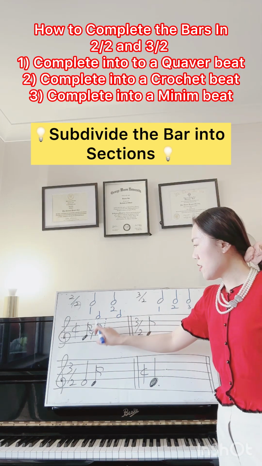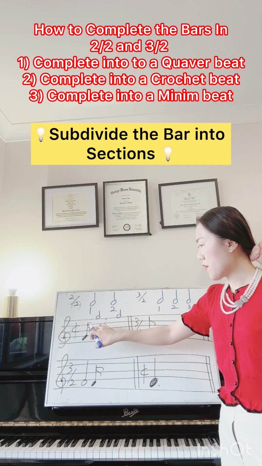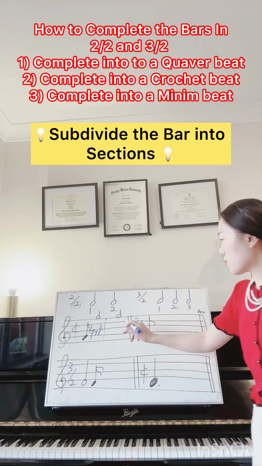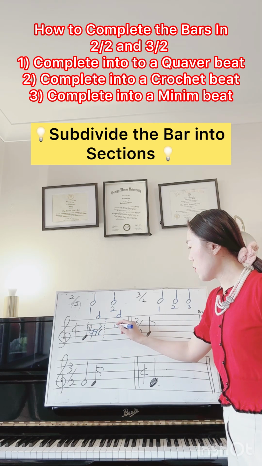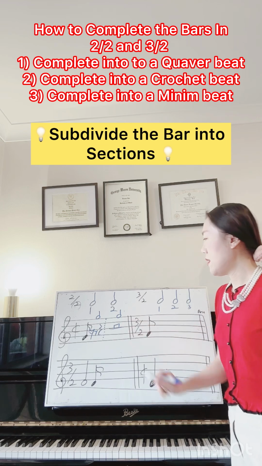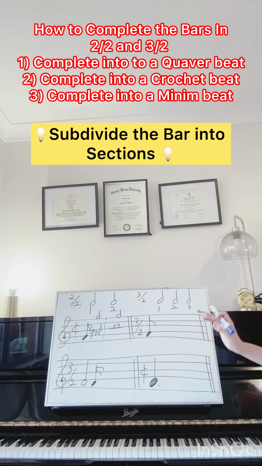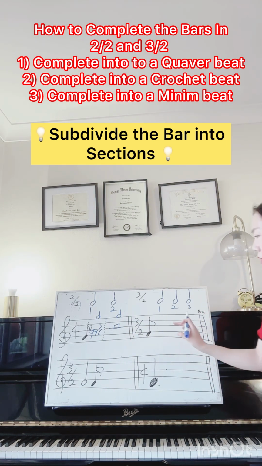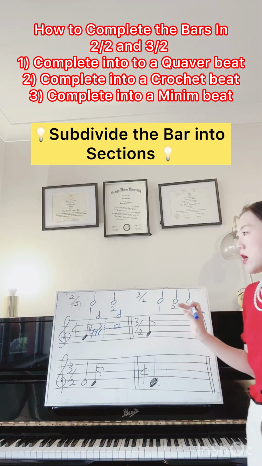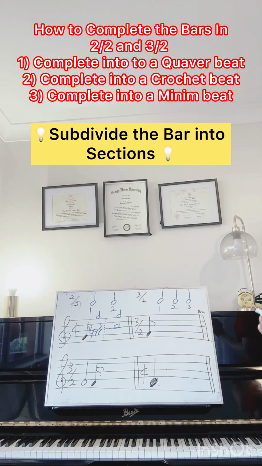So first section, can you group into a minim? Yes. So the first section is done. Next one is just blank. So we just put one minim rest to complete, and then the whole bar is complete. So that is how you complete the bar. Whenever you have a half beat or a quarter beat, or sometimes one beat stranded, you must be able to group into a minim beat for each section.